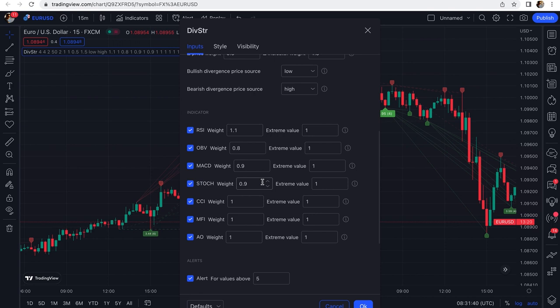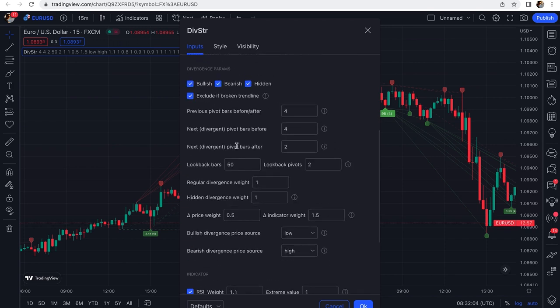For example, you may give more weight to OBV if your trading strategy is more focused on volume changes. Please pay attention that hidden divergences are also considered by default, which you can uncheck from here, or you can also give them a lower weight, which by default has the same weight as regular divergences.